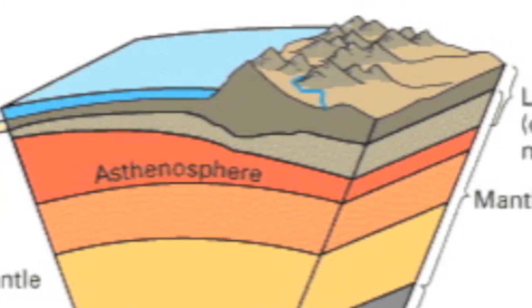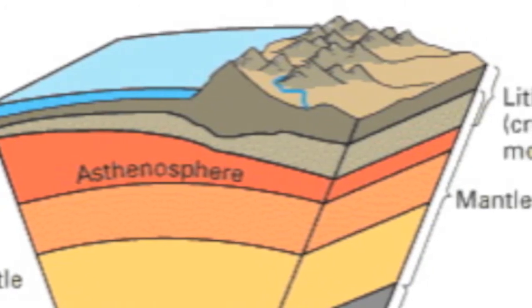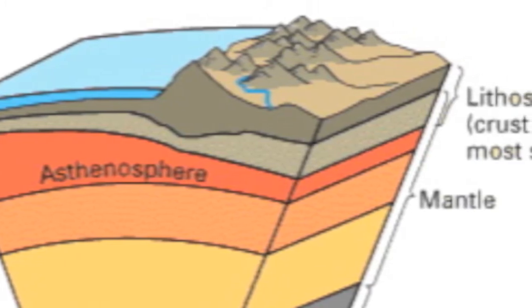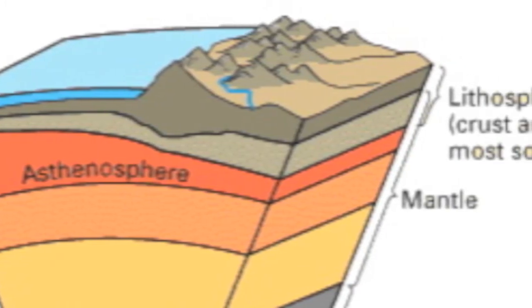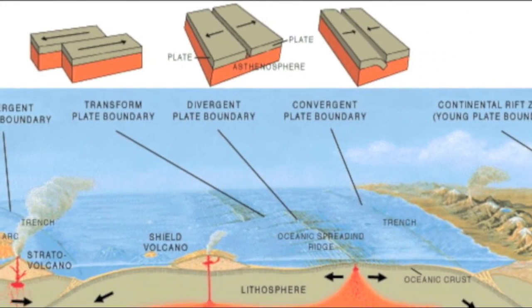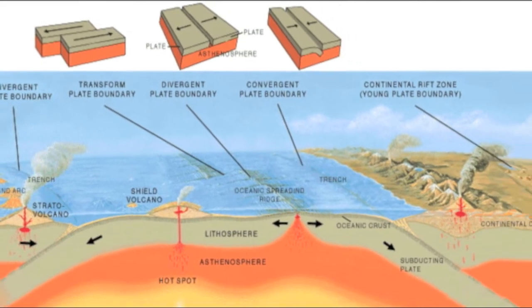Below this is the asthenosphere, which is a layer of material that acts plastically, meaning it is a solid that is capable of moving and deforming. This is what allows the lithospheric or tectonic plates to move and allows for plate tectonics.